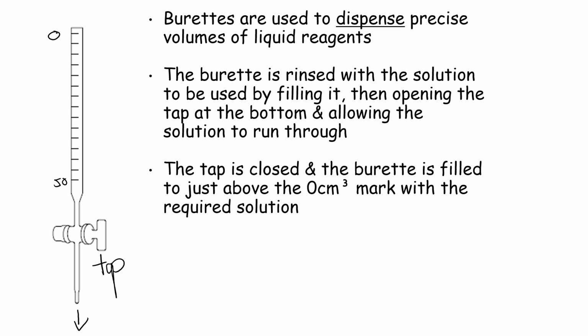Usually you start at the 0 value. You don't have to, you just have to make sure that you record whatever volume liquid level is at the start, and then you let it run down until you've dispensed however much you need.